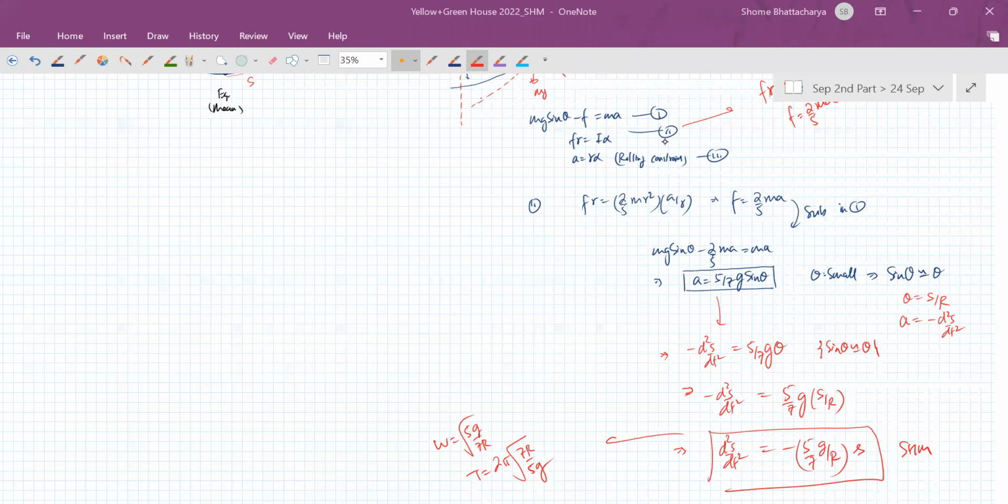Okay, now questions 41 and 42 are based on the same principle. So we'll discuss that. And we can work out both the problems in one shot.